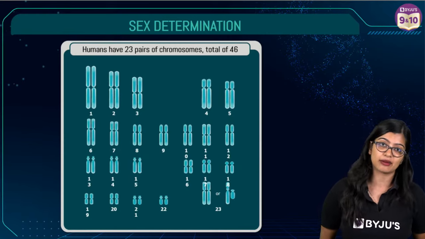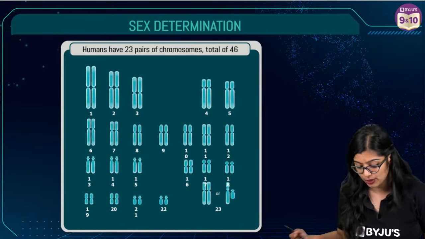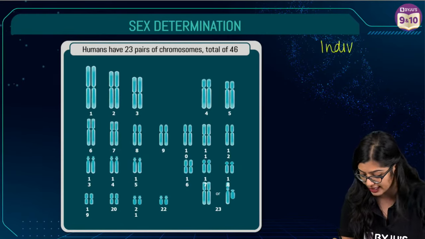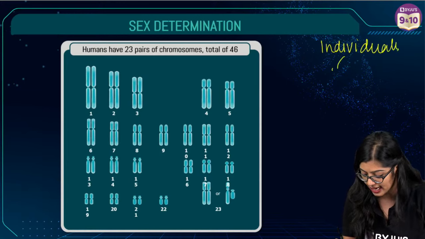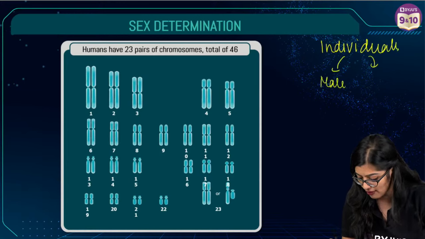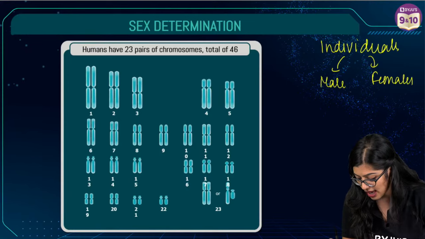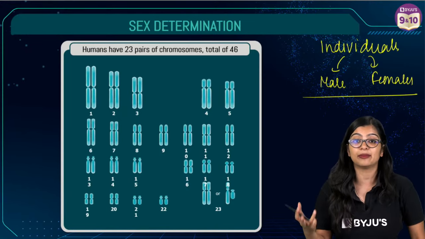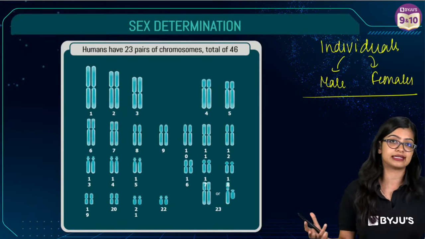So what is sex determination? Now, in the case of individuals, like in human beings especially, we know that individuals can either be males, or we know that they can be females. And we know that this is again determined by the genetic material that is there, right?